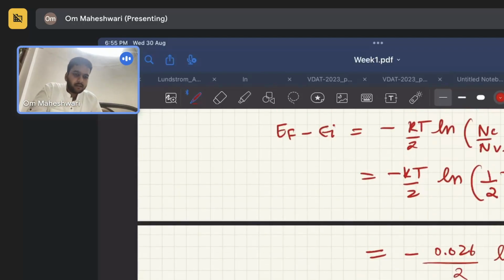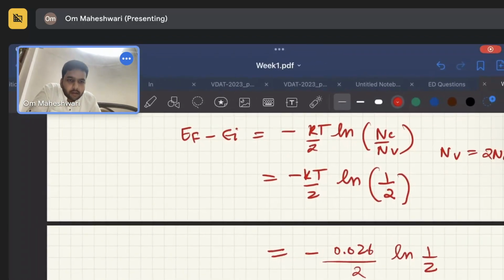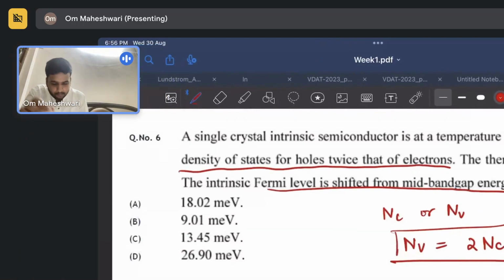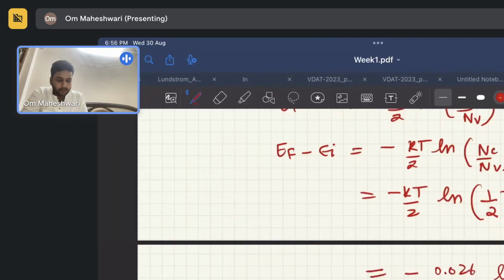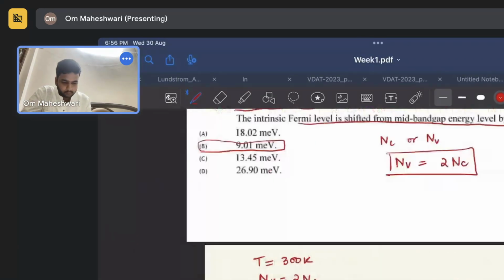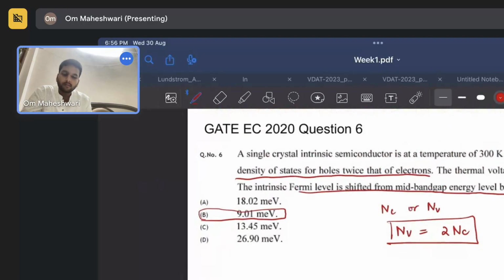So let me see what you have answered. A is not the answer, B is the answer. You may have been missing this 1 by 2 factor. Is this question clear, or do you need me to repeat it?